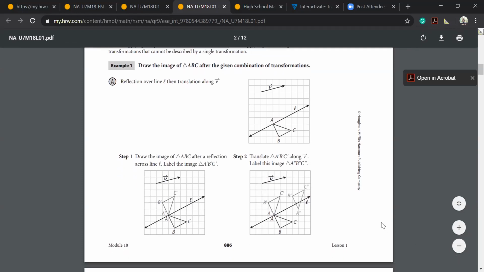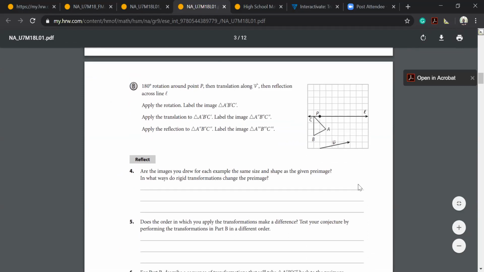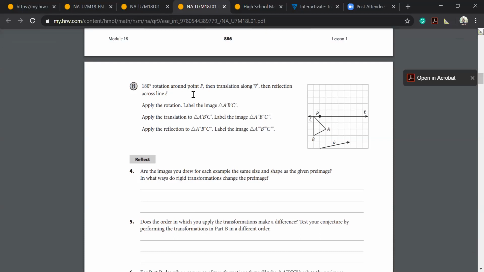Okay, let's go to the other question. I have a triangle A, B, C, and we have point P and we have vector V. Let's see what's required. What's required is a 180-degree rotation around point P. Take care. Around point P, 180 rotation. You cannot use the table in here. The table, if you remember, you can use if he is telling you rotation around the origin. If he didn't tell you around the origin, it's around any point, so you have to use the protractor method.